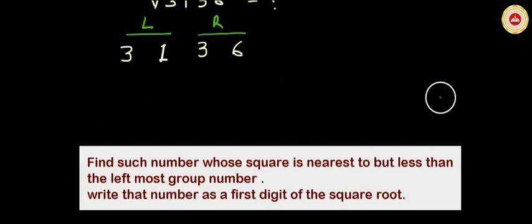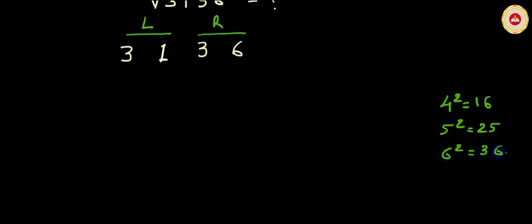Which is that number? 4 squared is 16. 5 squared is 25. 6 squared is 36. We cannot consider this 36 because 36 is greater than 31. We want less than 31 but nearest to 31. 5 squared is 25, yes, it can be considered. What about this 16? Though 16 is less than 31, it is not nearest to 31. So let us consider 5 squared is 25. So let us write 5 here as the first leftmost digit of the square root.